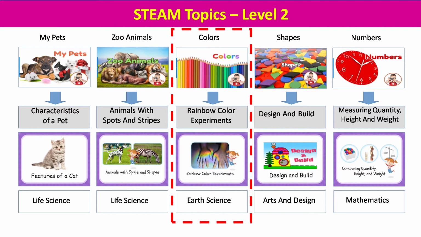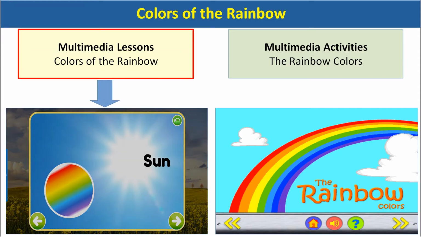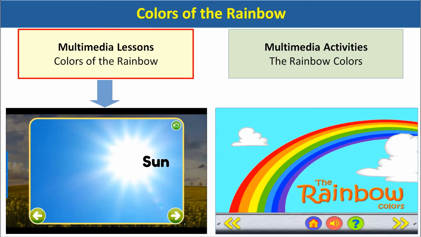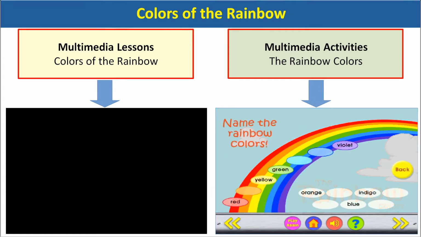An example from Level 2. In Colors of the Rainbow, children learn how the rainbow is formed. Do you know that the rainbow comes from sunlight? Although sunlight looks like white light, there are actually different colors hiding in it. And learn to identify the colors of the rainbow.